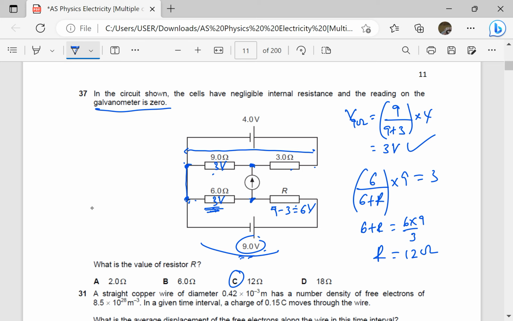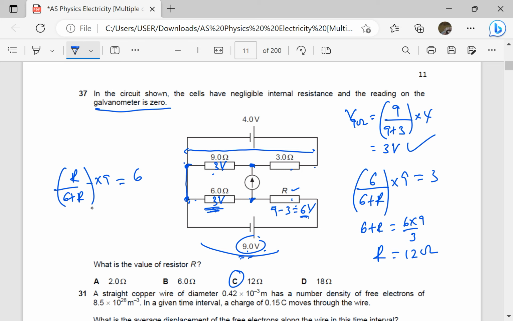Alternatively, I could arrive at the same thing by saying, okay, the resistance here is not known, but the PD across there is 6 volts because it is 9 minus 3. So I can say R over total resistance, which is 6 plus R, times the voltage, the EMF of the cell, which is 9, should also give me 6. Because the PD across here is 9 minus 3, which is 6.